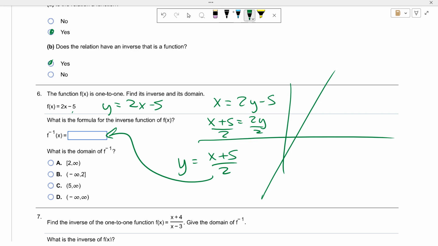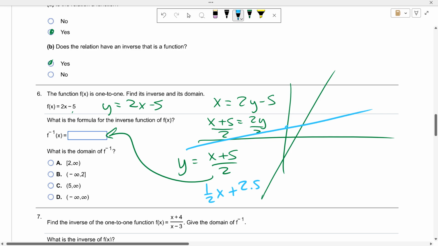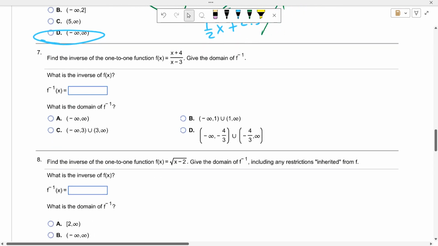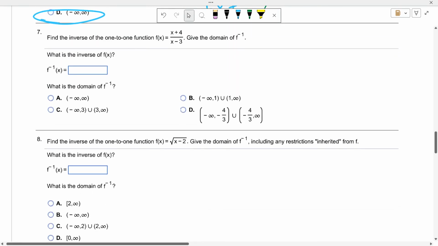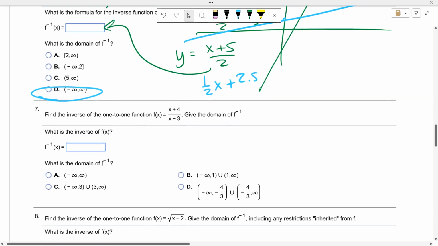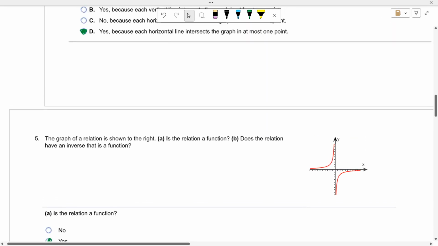It would look something like x plus 5 over 2, which is 1/2 x plus 2.5. So 2.5 might be there, slope of 1/2. What's the domain of this blue line? All real numbers. Very good. Okay. And so inverse functions, you have a couple more. So I'll let you see if you can figure those last couple out on your own.